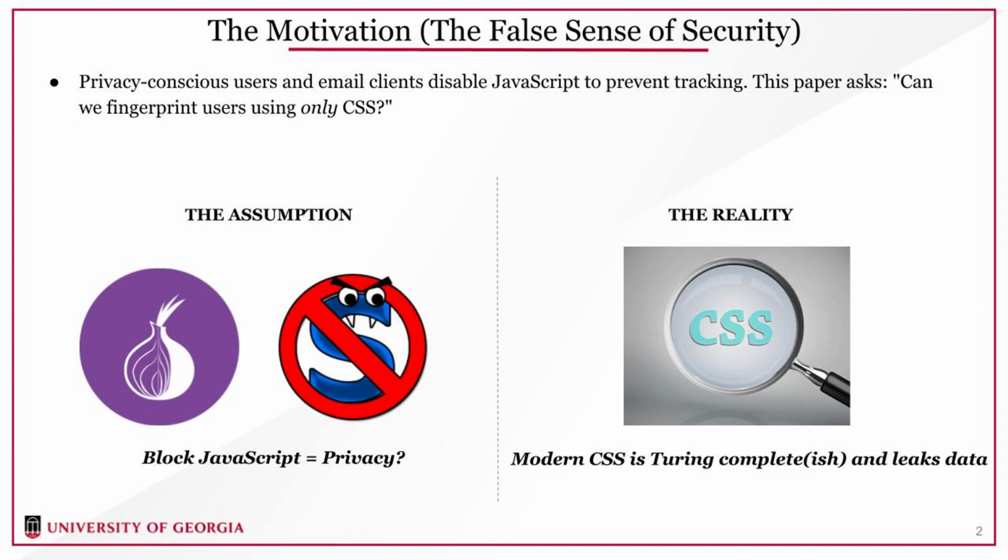Let's start with the motivation. For years, privacy conscious users and even security experts have relied on the simple assumption that if they block JavaScript, they block the tracking. This is why tools like the Tor browser offer safer modes that disable scripts, and why secure email clients like Thunderbird block them by default. However, this paper proves that that assumption is wrong.